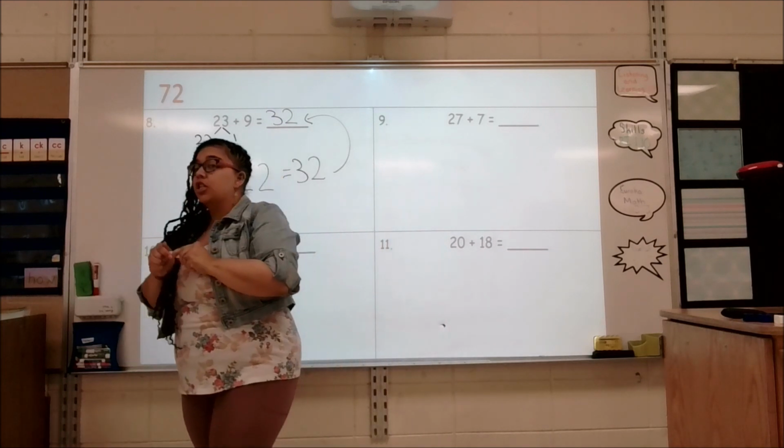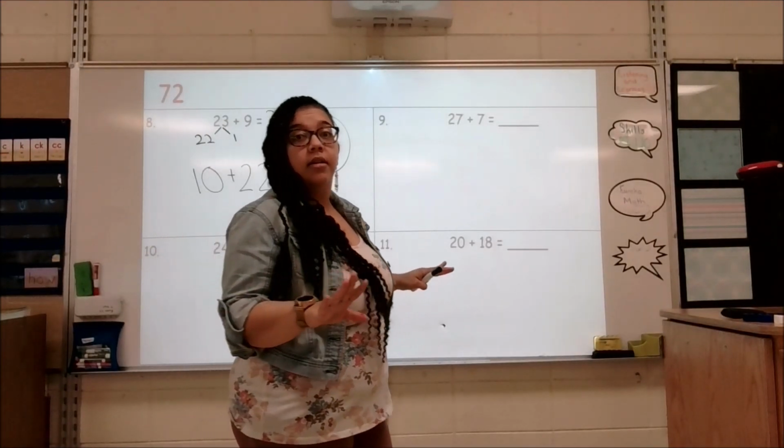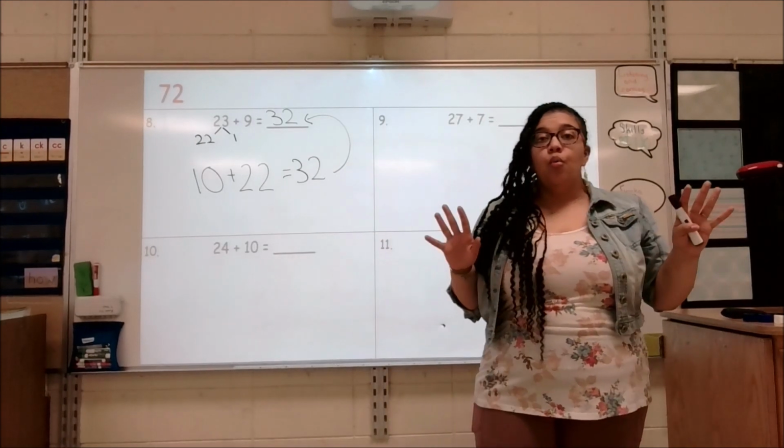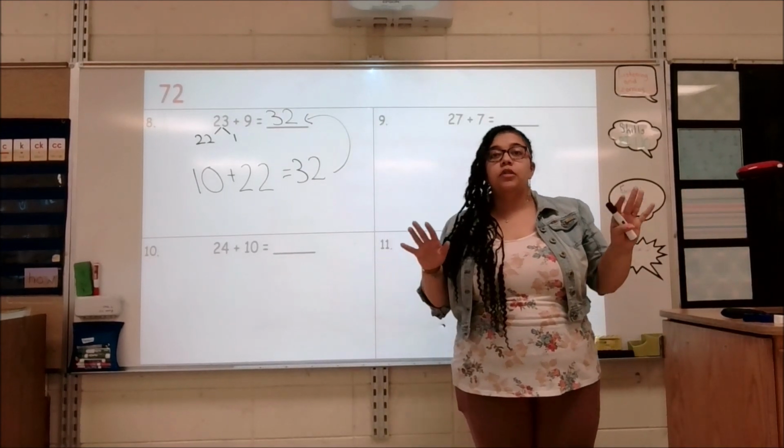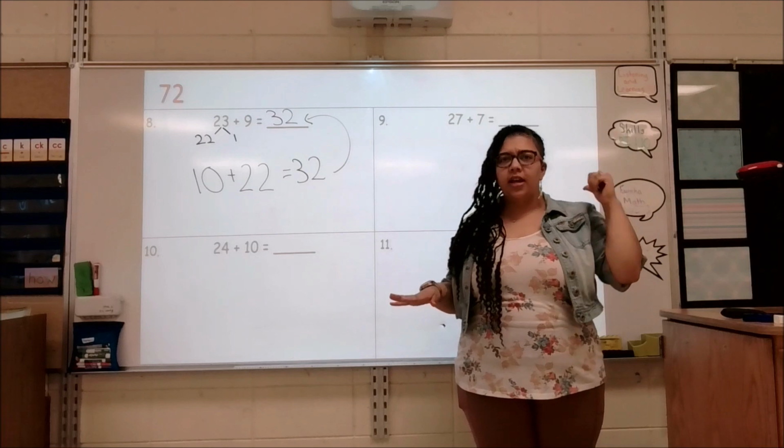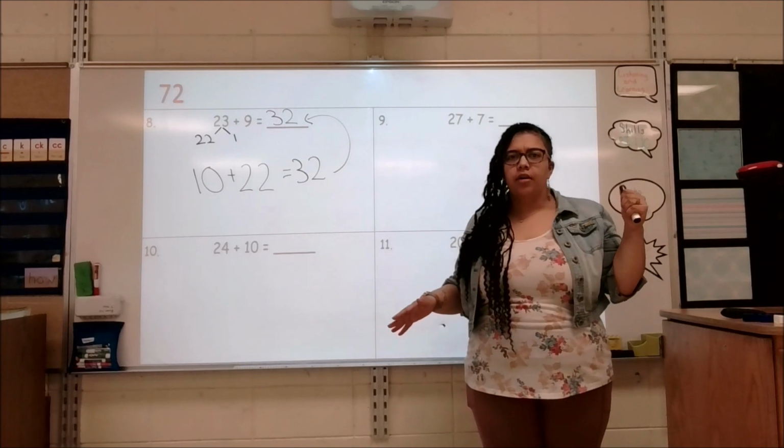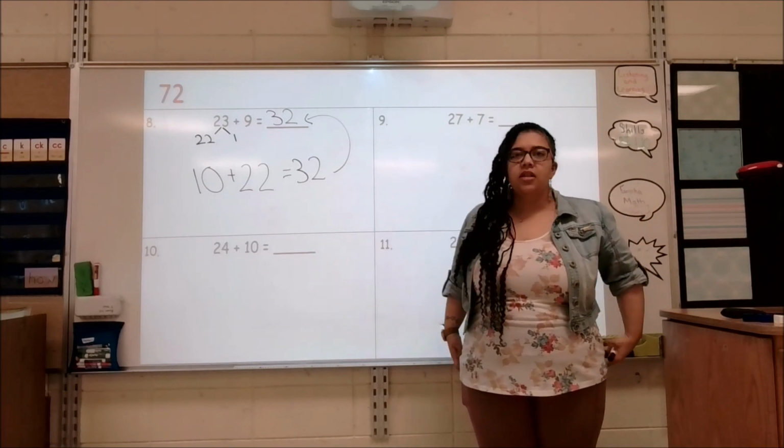Now, if you're just like, what just happened here? I'm so confused. What strategy are you supposed to use? What is our checking strategy? How do we check our work when we're trying to practice and use these number bonds?